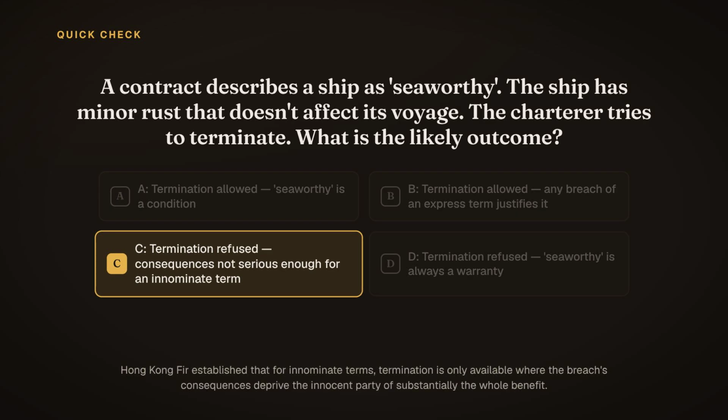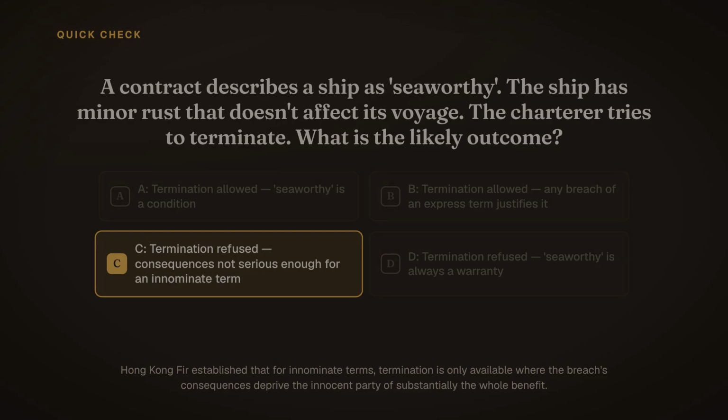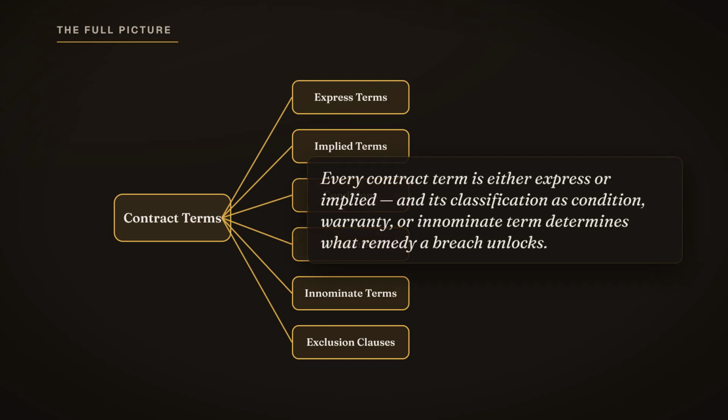The answer is C. Following Hong Kong Fir, seaworthiness is an innominate term, and termination is only available where the breach deprives the innocent party of substantially the whole benefit they were intended to receive. Minor rust with no effect on the voyage falls far short of that threshold. Every contract term is either express or implied, and its classification as a condition, warranty, or innominate term combined with the rules on exclusion clauses determines exactly what remedy a breach will unlock.